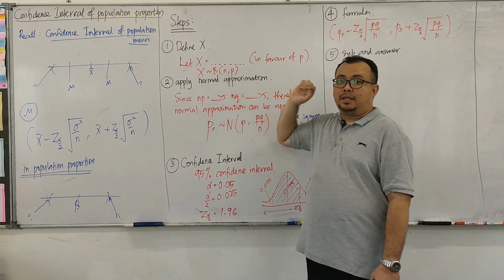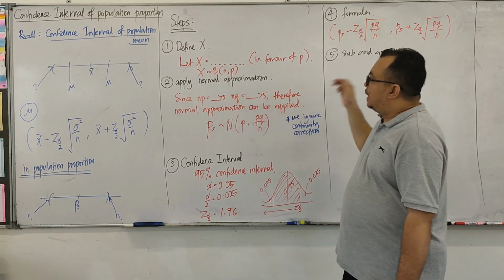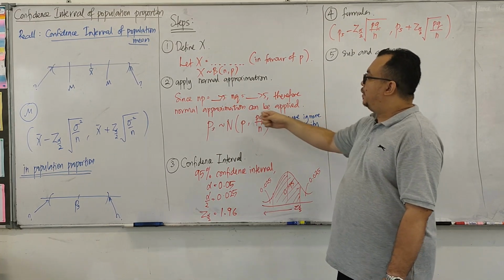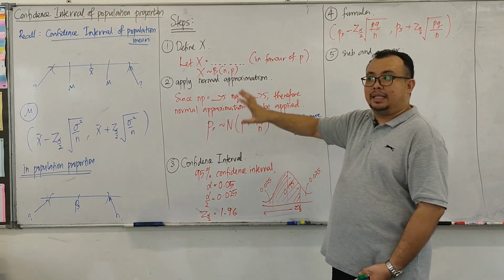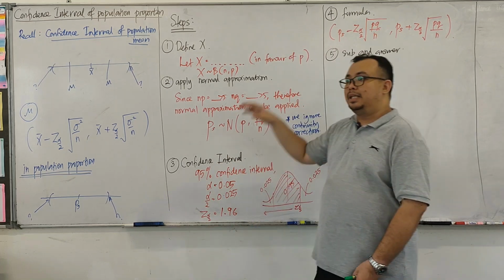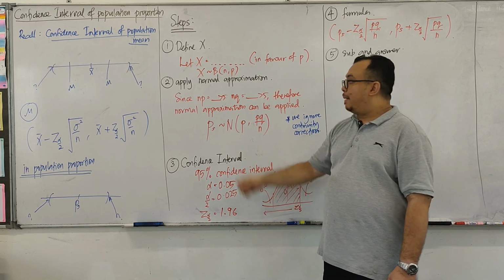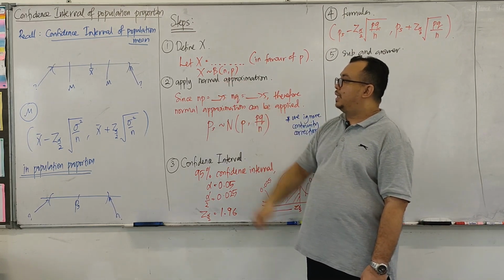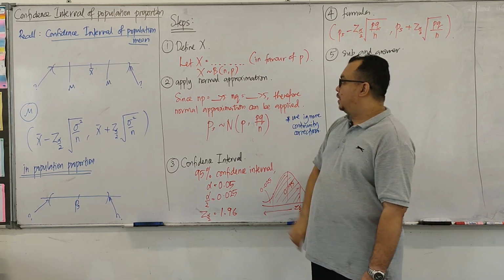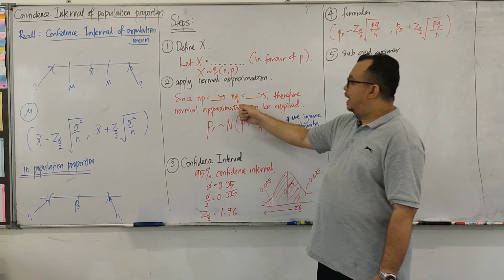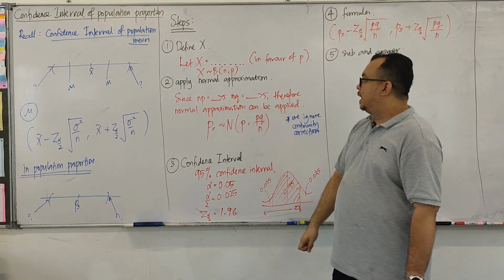Because ini adalah probability of success and number of trial. And then kita kira NP and NQ berapa. Therefore normal approximation can be applied. Ini adalah sama macam CLT. Kalau sebelum ini kita apply CLT, untuk proportion kita apply normal approximation. Kenapa normal approximation? Ini adalah daripada binomial. Kita nak guna proportion distribution. Okay, so NP more than 5, NQ more than 5, therefore normal approximation can be applied.